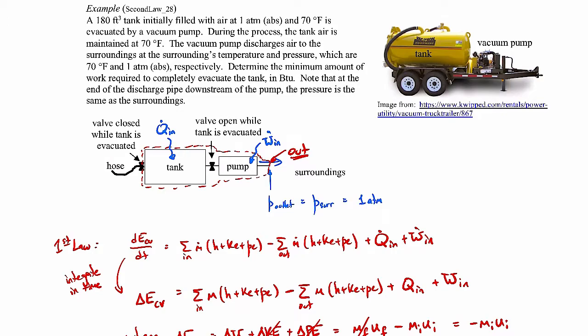If we had a situation where the tank temperature was changing with time, then it would be a harder situation. If I didn't know the temperature right at the surface here, what I would do is move this control volume out into the surroundings a little bit, where I do know the temperature stays at 70 degrees Fahrenheit.